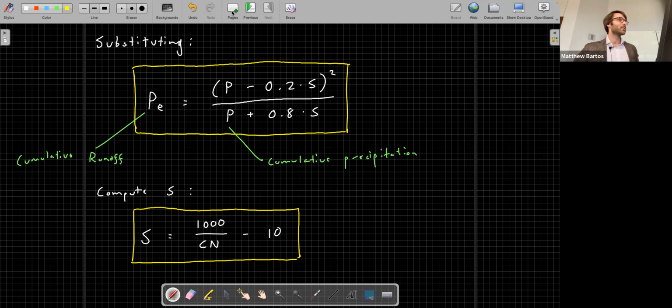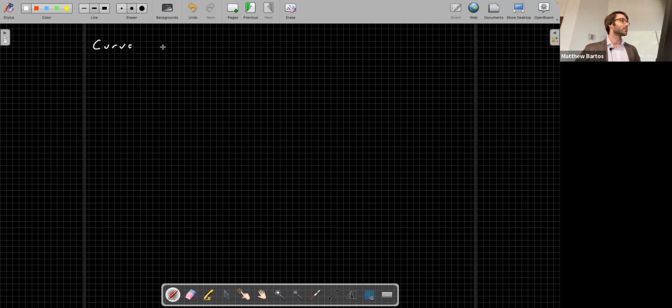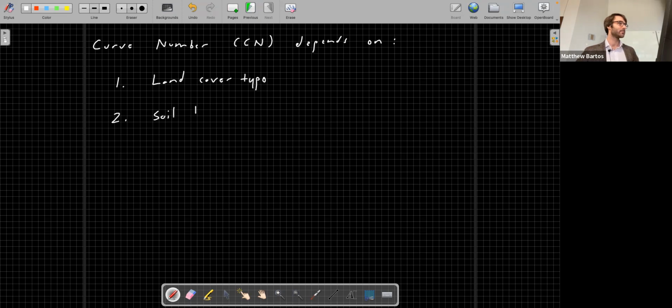Okay, so as I mentioned before, the curve number, CN, depends on three things. One, land cover type. Two, soil type. And three, which I'll get to a little bit later, the antecedent soil moisture condition, which we will call AMC.